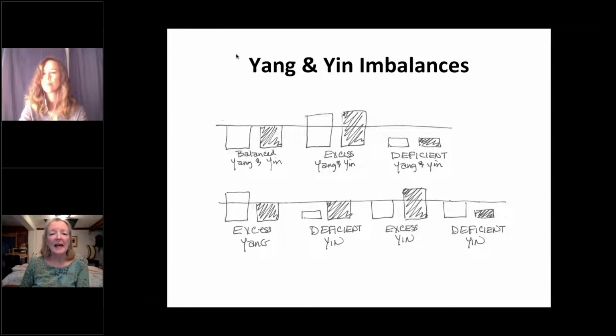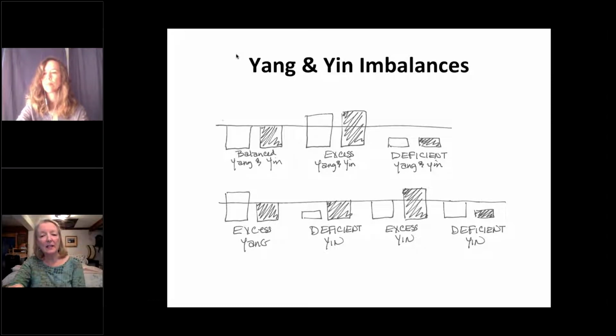Next one, excess yin. Yang is balanced, it's normal, but look at how many fluids we have. We have too many. So in this case, the fluids also could put out the yang, or you could have cold damp or damp heat in this case.